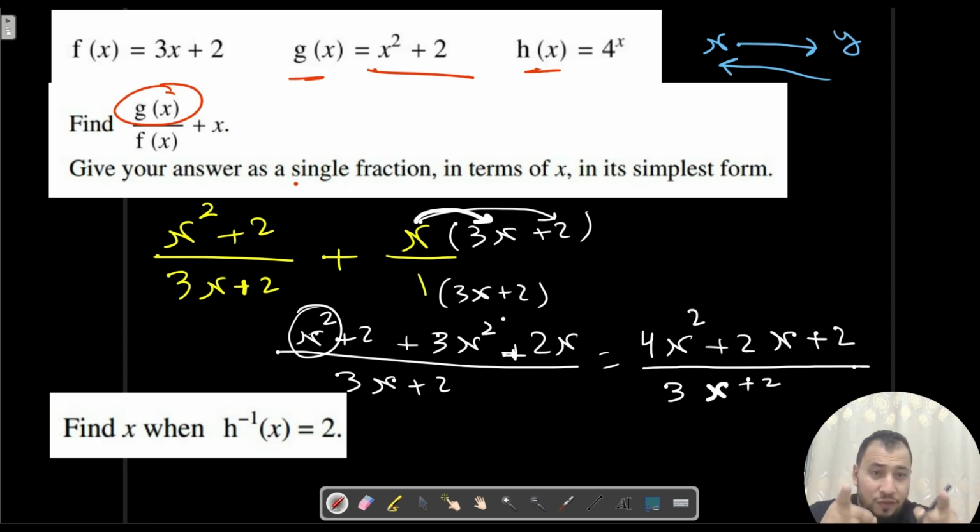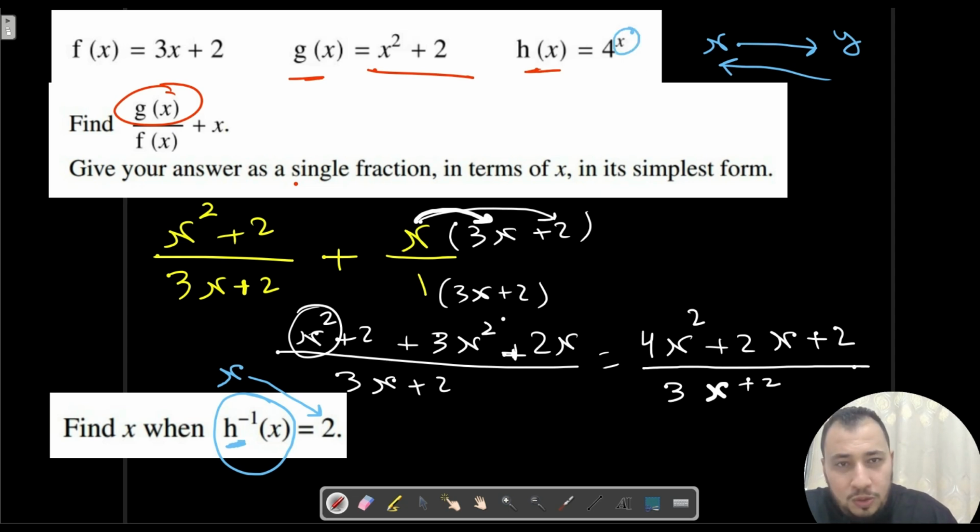But how can this information be useful to us? Here he's asking you to find x when h inverse of x equals 2. This information can be useful to us because simply this is x. In other words, this is x equal to. So what should we do? We should go to function h and substitute x with 2 over here. So it's going to be 4 power of 2, which equals 16. Is it that simple? Yes, it is that simple.